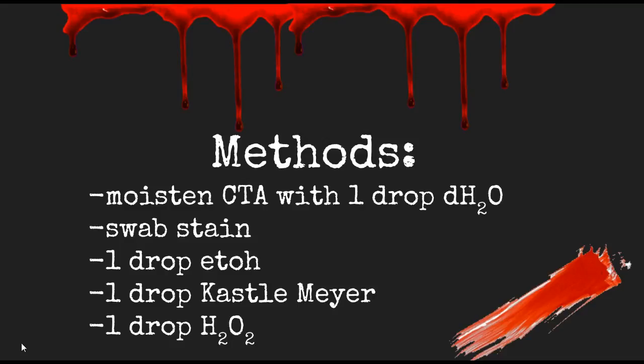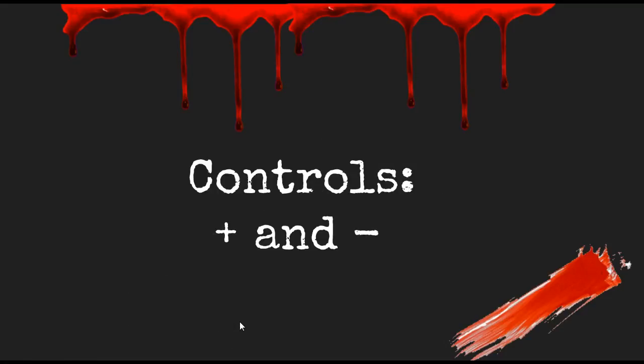At that point, you're going to add a drop of ethanol here, or ETOH. That's the shorthand for ethanol. You're going to wait 2 seconds. You're then going to add 1 drop of Kastle Meyer solution. And again, you're adding this directly to the Q-tip. Wait 2 seconds, and then you're going to add 1 drop of hydrogen peroxide. And again, then wait 2 seconds, and this is where you'll see your results.